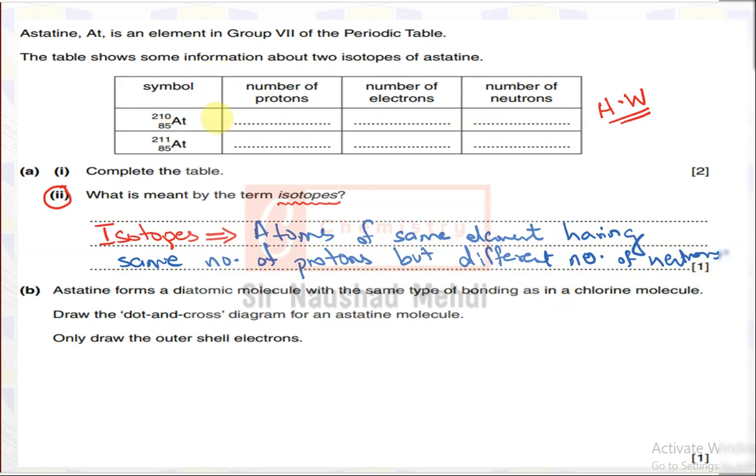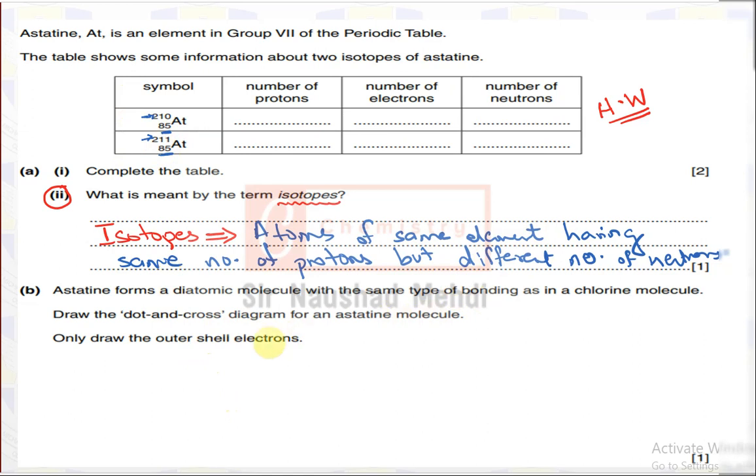Here you can see in the table it's given astatine. There are two isotopes of astatine. Both have the same atomic number, which means they have the same protons, which is 85 and 85. But the neutrons are different. Here you can see the mass numbers are different for both of them. When you subtract 85 from each mass number, you will get different neutrons for both of them. So that is the definition of isotopes.